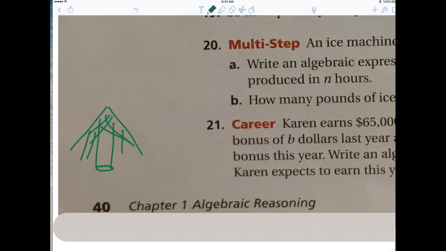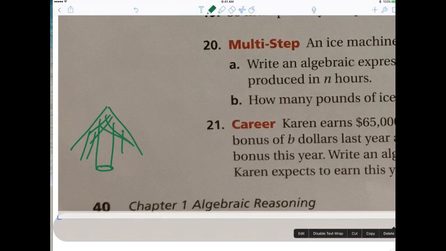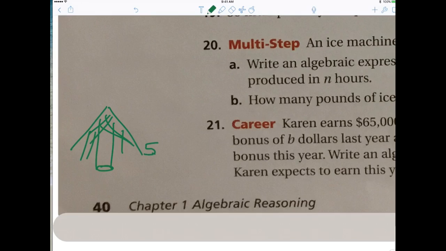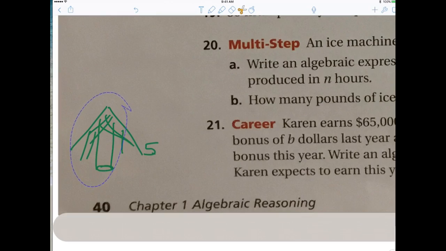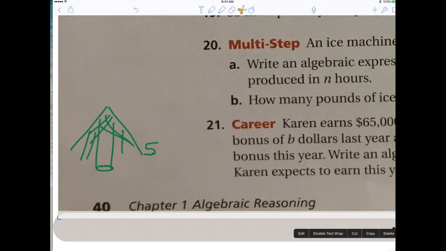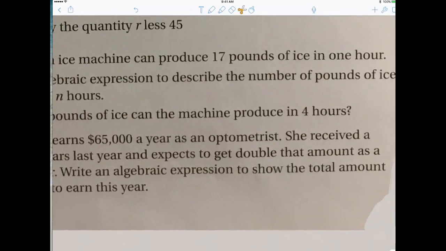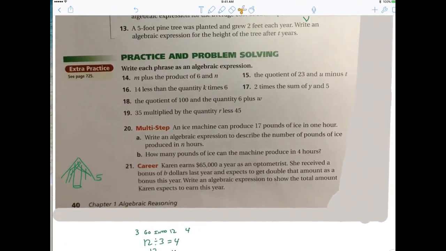How tall is my tree? 5 feet. So it starts out 5, right? Next year, it grows a little bit. How much did it grow? 2 feet. The year after that, it grew a little bit more. And the year after that, it grew a little bit more. You with me? My iPad's acting up.